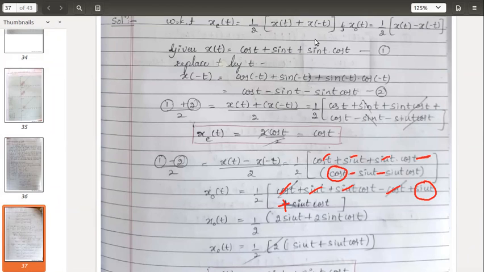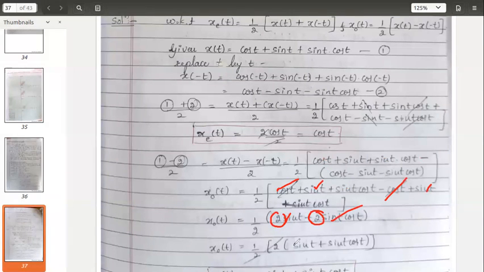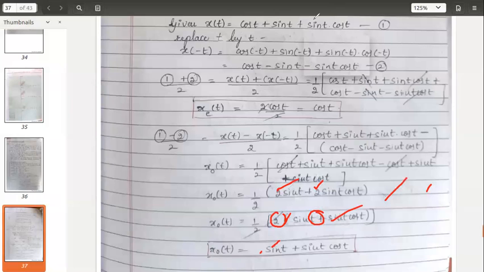Okay. Now let's see if any terms get cancelled. Yes, the cos term will get cancelled. Remaining are sin plus sin, 2 sin, sin cos, 2 sin cos. In this you can take 2 common. If you take 2 out of the bracket, sin t plus sin cos t, 2 cancels and you are left with 2 terms, sin t plus sin t cos t.